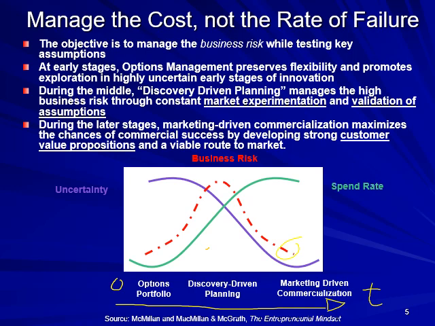So what this diagram is showing you is that you need to basically manage the risk of failure, not the cost of failure. So what do I mean by that? You should fail often, but fail cheaply, okay? So try many things early on, see what sticks. It's okay to have a lot of projects that are canceled, so long as those projects are inexpensive.